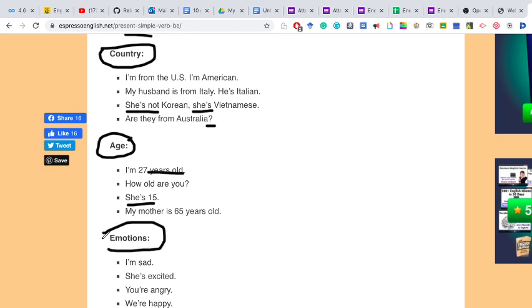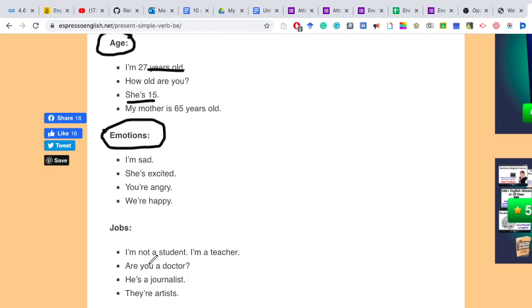With emotions, we also use the verb be. I'm sad, or she's excited. You're angry. We're happy. With feelings like this, happy, angry, excited, beautiful, handsome, with all of these, with physical features or with physical appearance, we have to use the verb be as well.